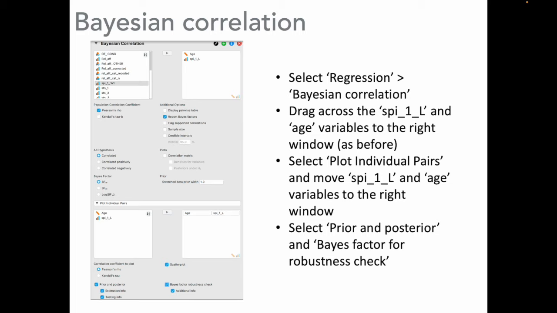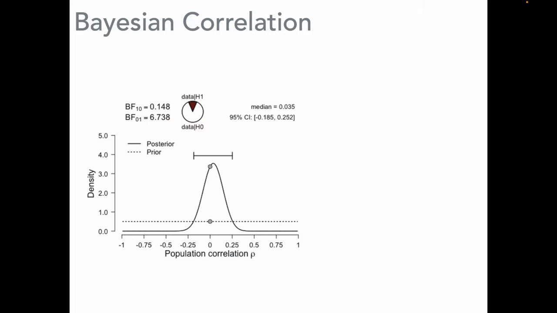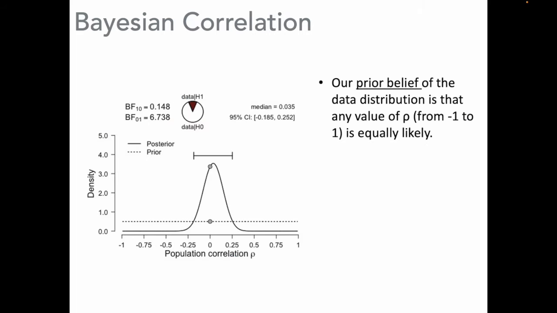So we drag these pairs together, and we're also ticking a few of these options to get some information here, particularly when it comes to the prior and posterior plots, which I'm going to get into, and Bayes factor robustness checks, which I'm going to get into as well. So far, this is similar to how you would do a frequentist analysis. And this is the plot that we get that I'm going to walk through.